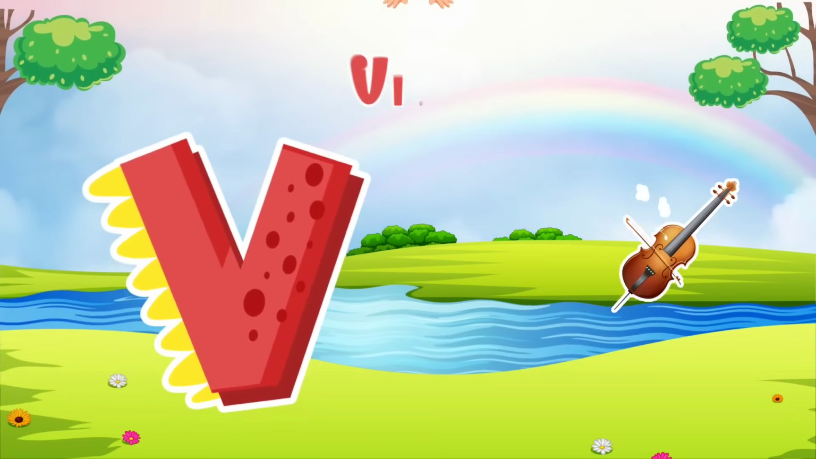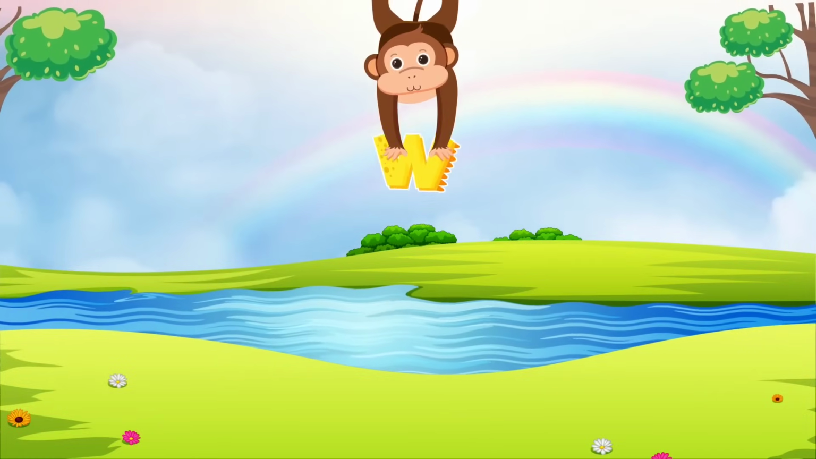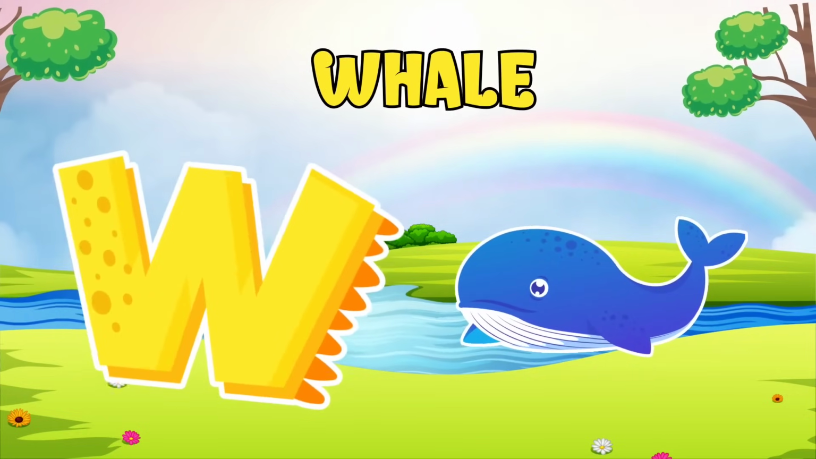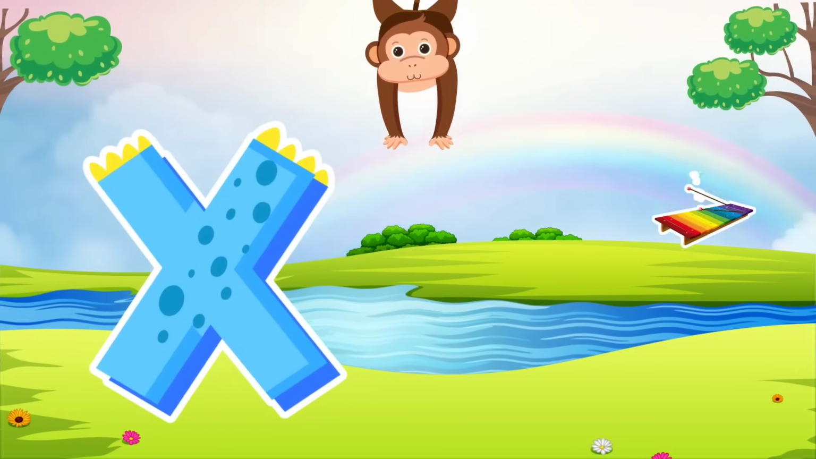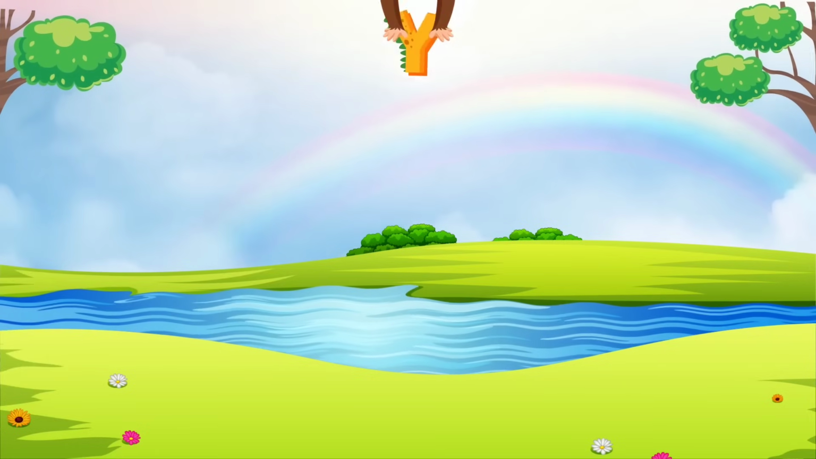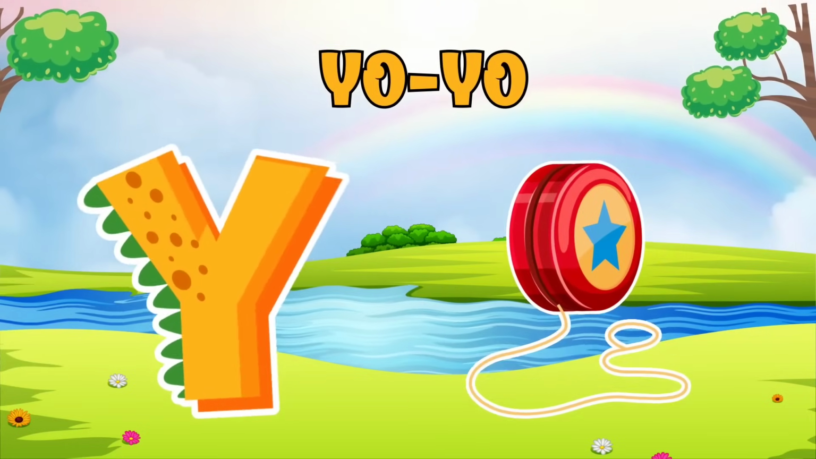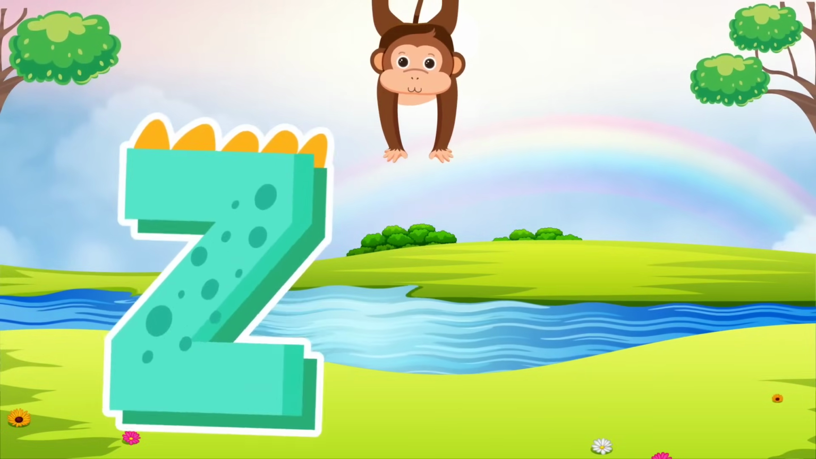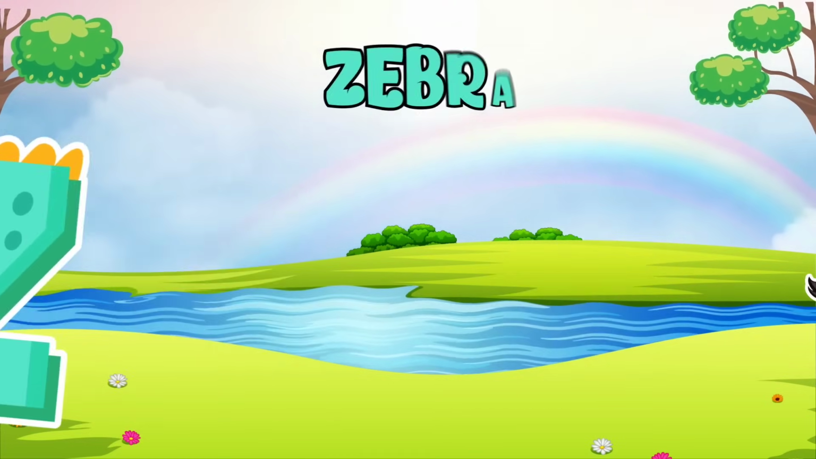V, V, violin. W is for whale. W, W, whale. X is for xylophone. Z, Z, xylophone. X, xylophone. Y is for yo-yo. Y, Y, yo-yo. Z is for zebra. Z, Z, zebra. Z, zebra.